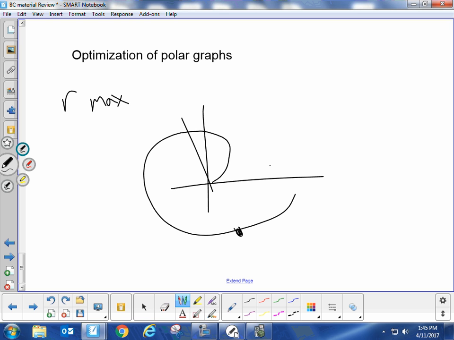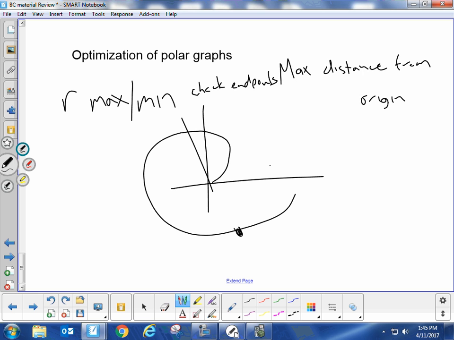So if I want to find the max r, or the max distance from origin, you'd find the max and the min r, and then compare those lengths. Also check your endpoints, obviously. And we should know to find a max or a min of something, take the derivative, set it equal to 0. Okay? So just recall that. If you want to find the max r, understand that it could be at a negative r.